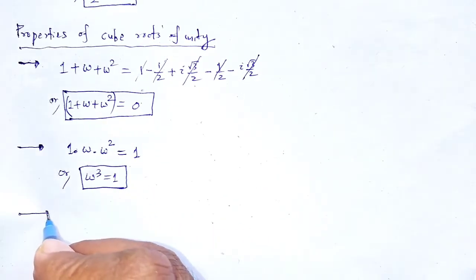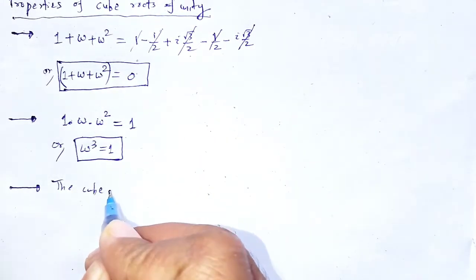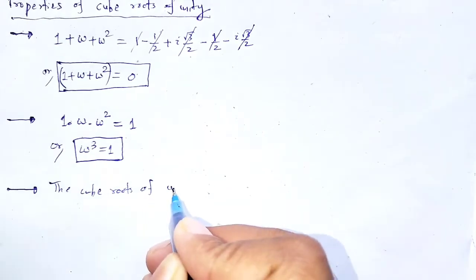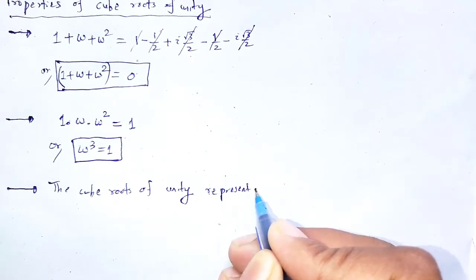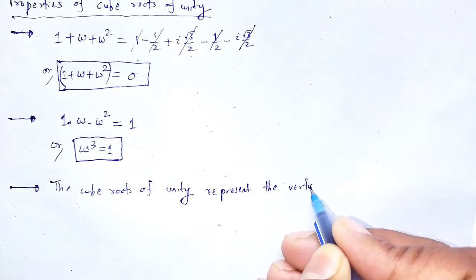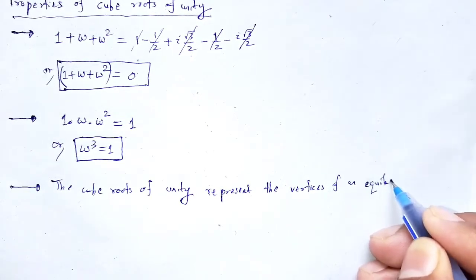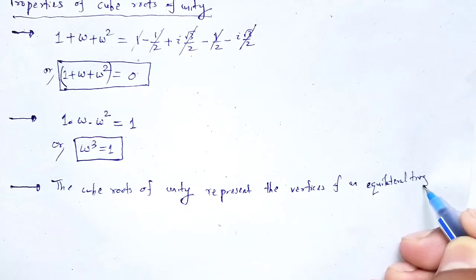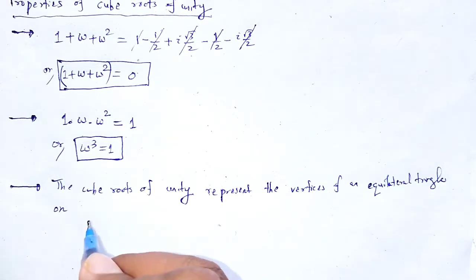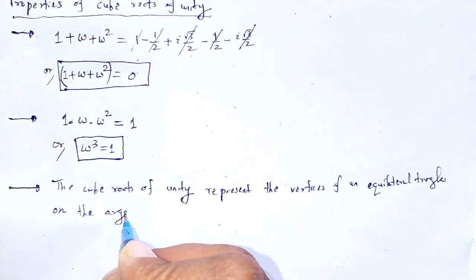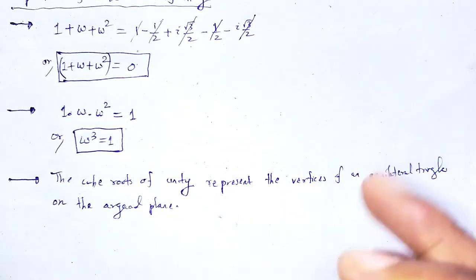Next property, the cube roots of unity represent the vertices of an equilateral triangle whose 3 sides are equal, on an Argand plane. Argand plane means a plane in which complex numbers are drawn.